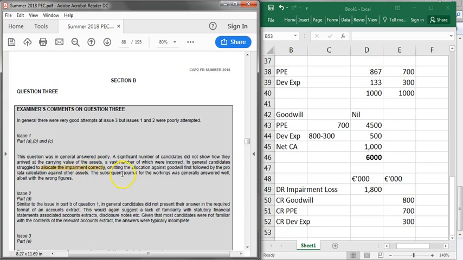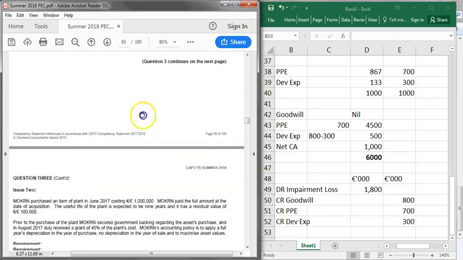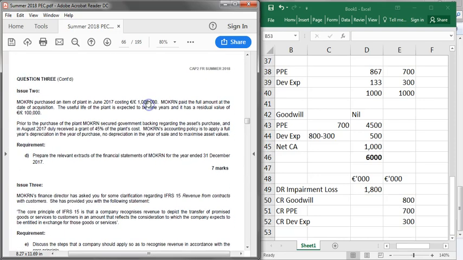And subsequent journals were generally well answered, but they had the wrong figures. So you will get your marks, even if you bring down the wrong figures. But the point is students couldn't do IAS 36, a very commonly asked question. The next one is another two standards that are quite common, which is your IAS 16 and your IAS 20, property, plant and equipment and a grant.